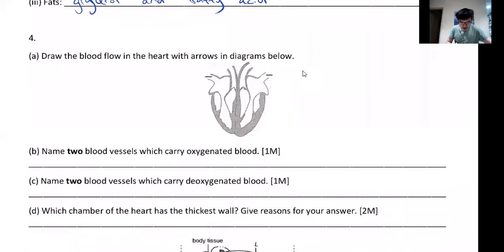So next, number 4, draw the blood flow in the heart with arrows in the diagram below. Remember, this is your right side, this is your left side. If you look at your heart diagram, it is reversed, because when you turn it around, that's why it is reversed.